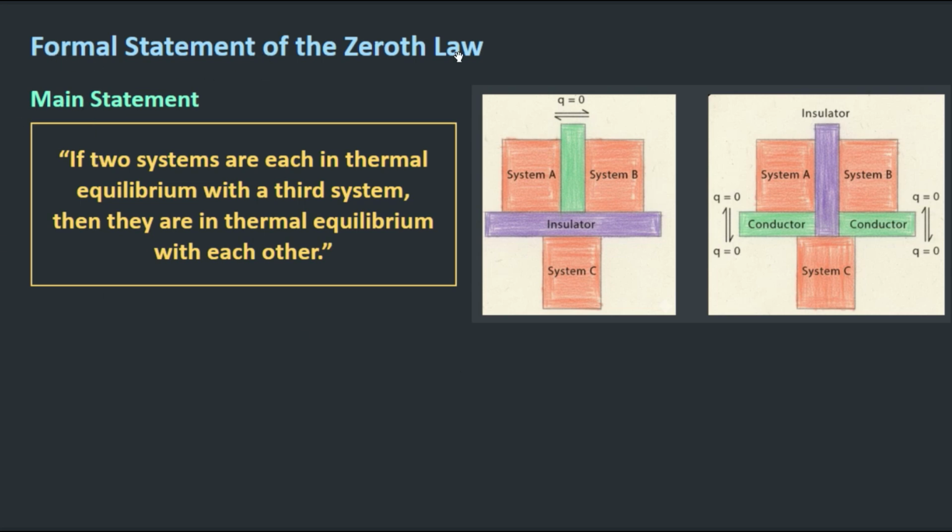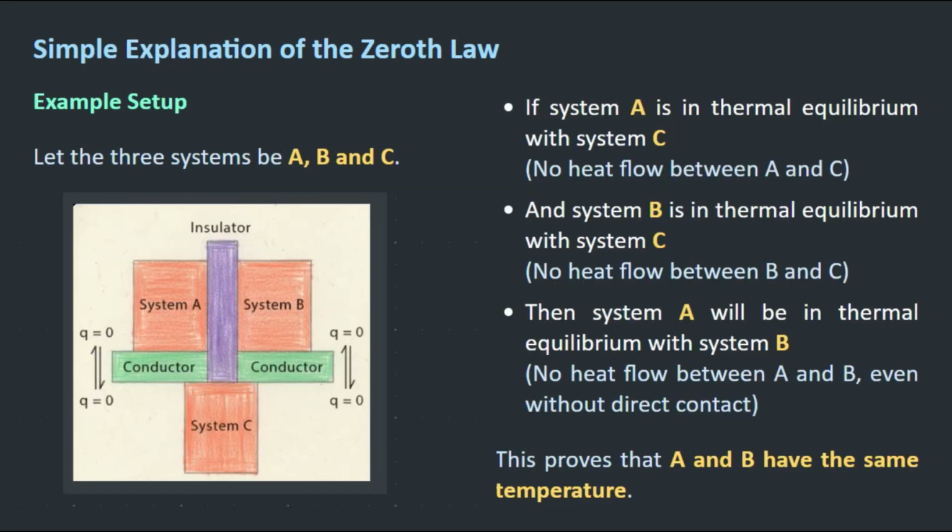Okay, the formal statement of the zeroth law: if two systems are each in thermal equilibrium with a third system, then they are in thermal equilibrium with each other. Okay, a bit of explanation over here. I don't want to read this, but you guys can pause and have a look. This explains whatever I just told.